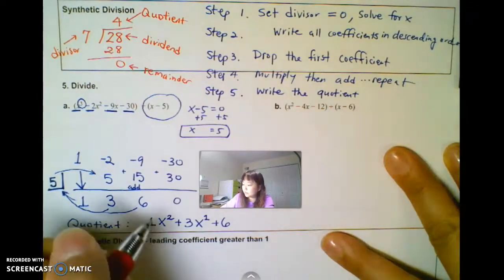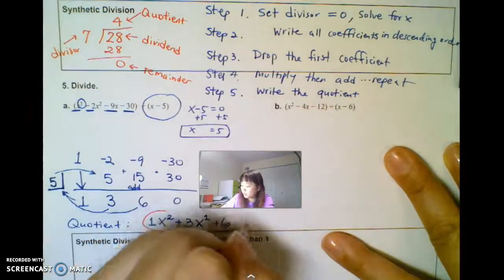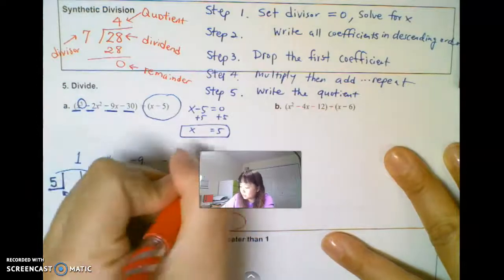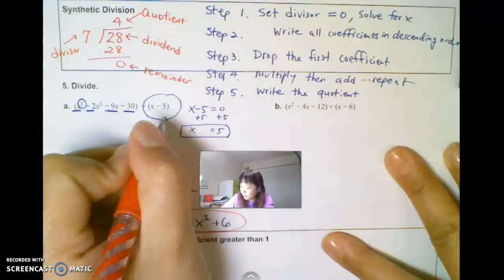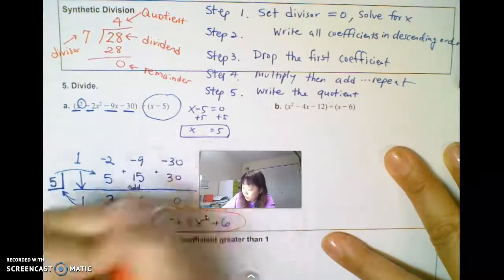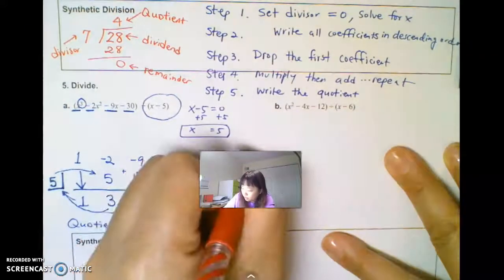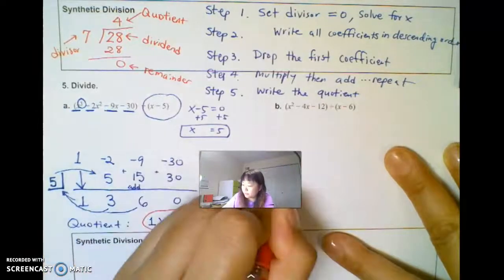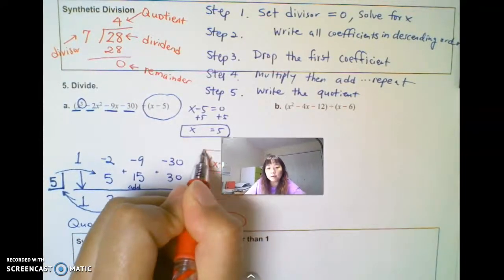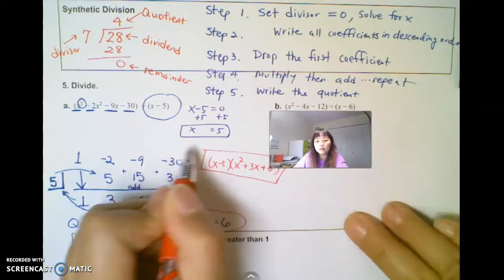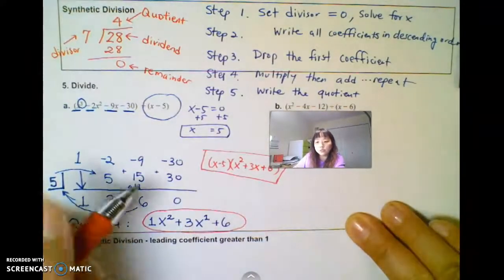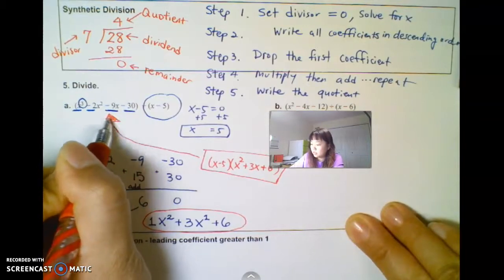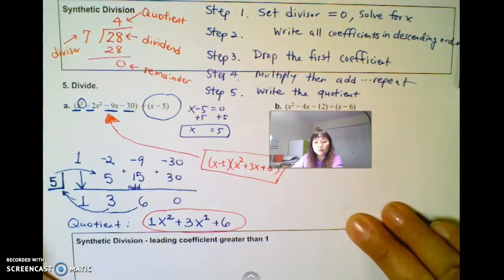And this is what it means. If you get a quotient of 1x squared plus 3x plus 6, that means if you multiply these two together, x minus 5, what we were dividing by, the divisor, times what we got, x squared plus 3x plus 6, guess what happens? Oh, my face right there. So I did divisor times the quotient. Guess what we're going to get? We're going to get this. So we pretty much factored it.